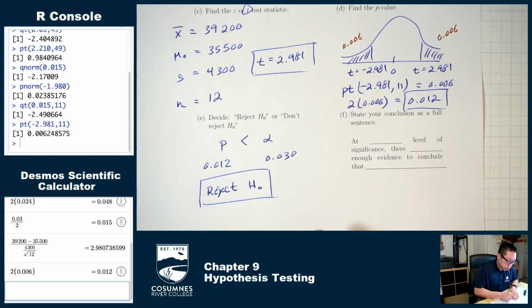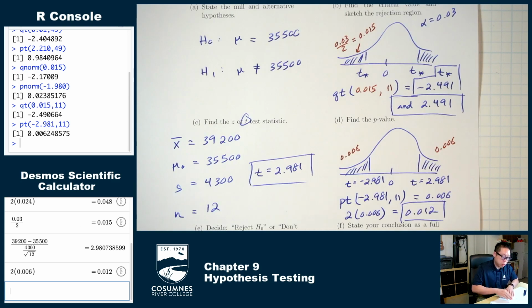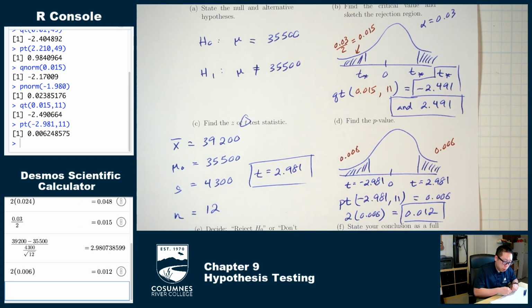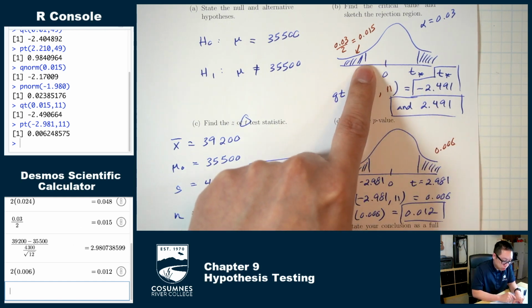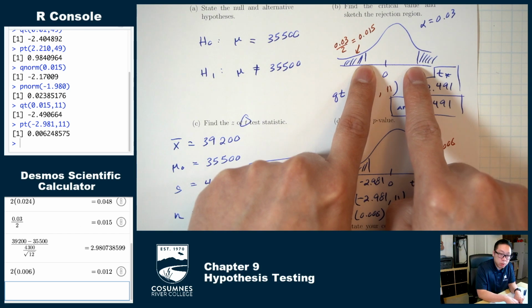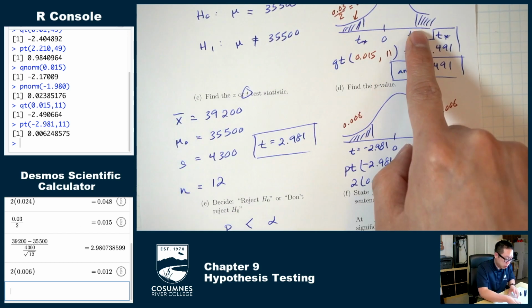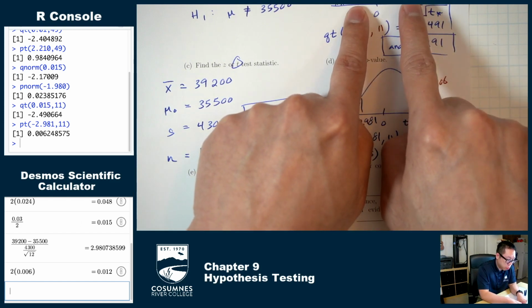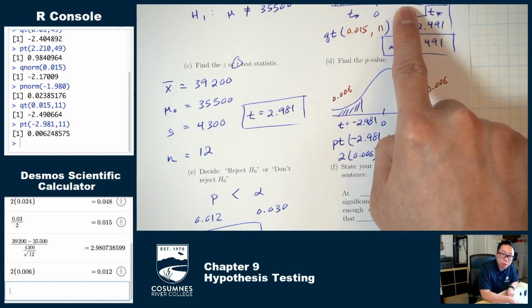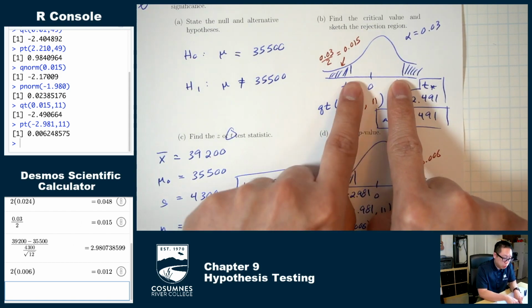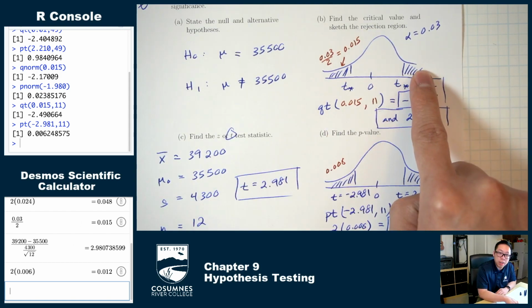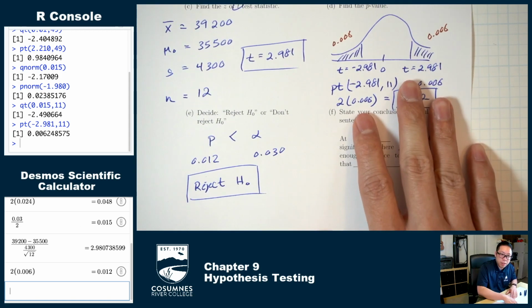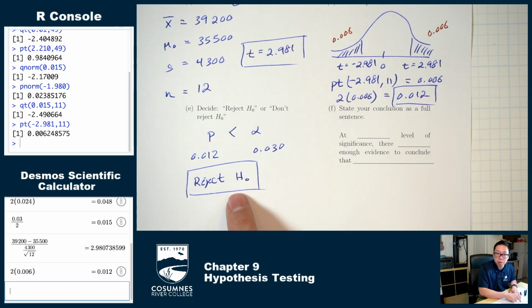Okay, let's double check our reject, don't reject using the critical value. So our critical value approach, the boundaries here are negative 2.491 and positive 2.491. And the question is, where is 2.981? 2.981 should be to the right of this 2.491, which would put it in this right shaded area. So it is in the rejection region, which means you do reject. So it does match our p-value approach.